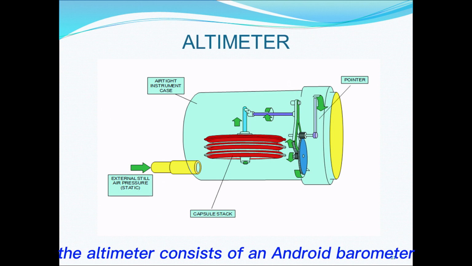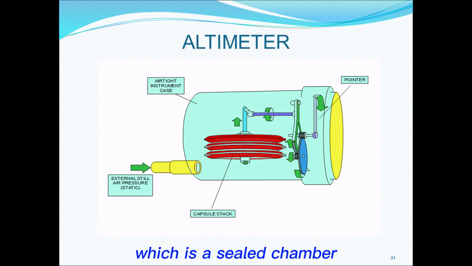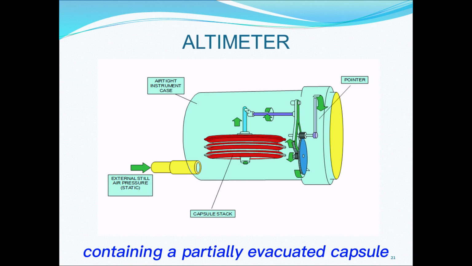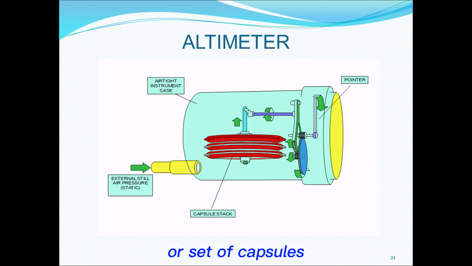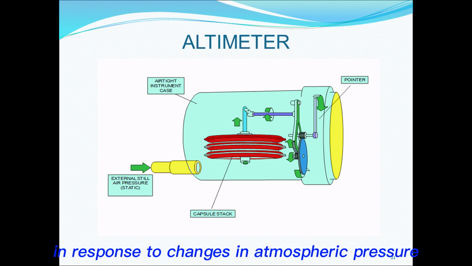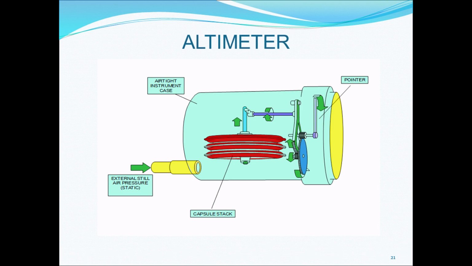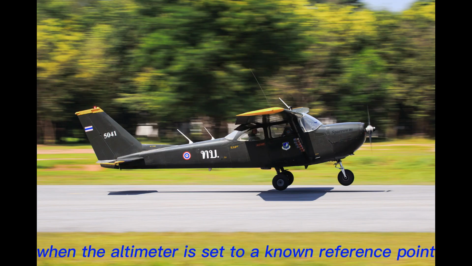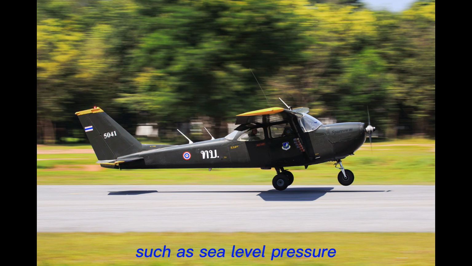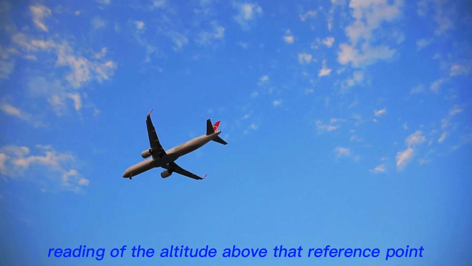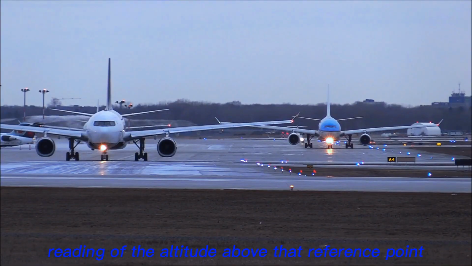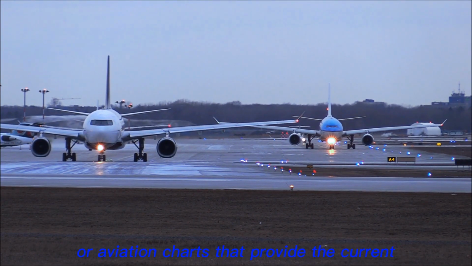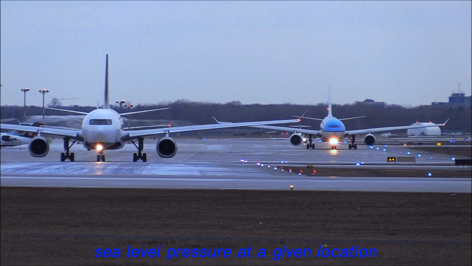The altimeter consists of an aneroid barometer, which is a sealed chamber containing a partially evacuated capsule or set of capsules that expand or contract in response to changes in atmospheric pressure. When the altimeter is set to a known reference point, such as sea level pressure, it can provide an accurate reading of the altitude above that reference point. The reference point is typically obtained from weather reports or aviation charts that provide the current sea level pressure at a given location.